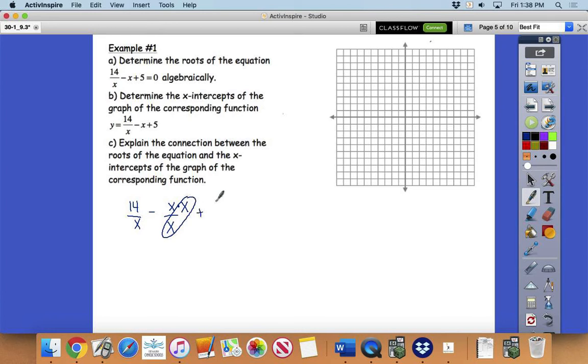Same thing with the 5. If I'm multiplying this by x, the bottom has to also be multiplied by x. The goal is that you want a common denominator with all your terms. So all your little fractions have to have common denominators. Okay?